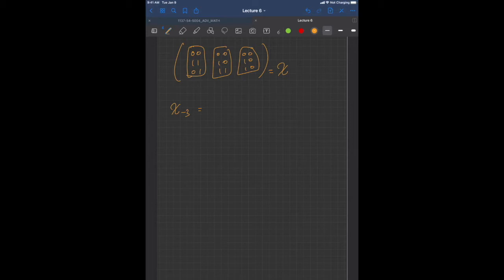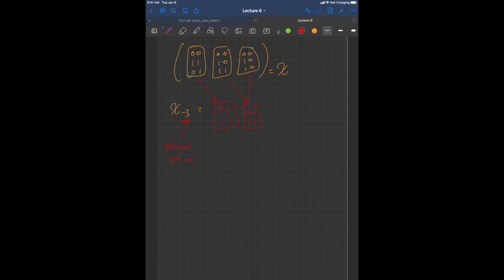So from this one we would get 0 0 1 1. We are removing the third row. From this one we would get 0 0 1 0, and from this one we would also get 0 0 1 0. When you think of this as a set, there are no repetitions, right? So we only keep one of them. So this is X minus 3.